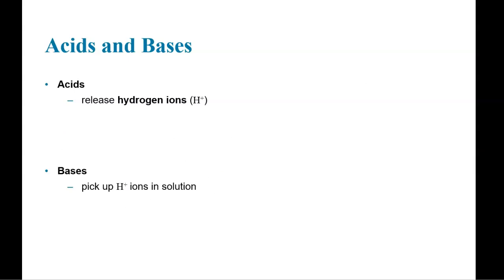Acids and bases, both of these are electrolytes. They ionize and dissociate in water. Acids release hydrogen ions, and bases pick up the hydrogen ions in a solution. So in an acidic solution, there's going to be more hydrogen ions, whereas in a basic solution, there's going to be less hydrogen ions.